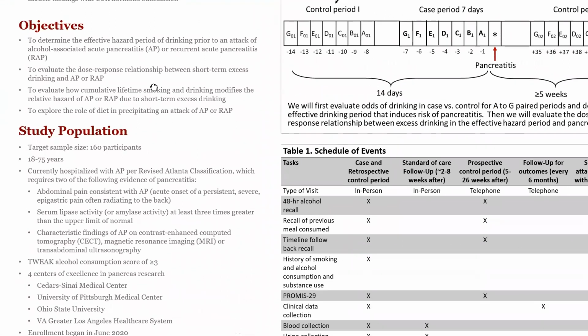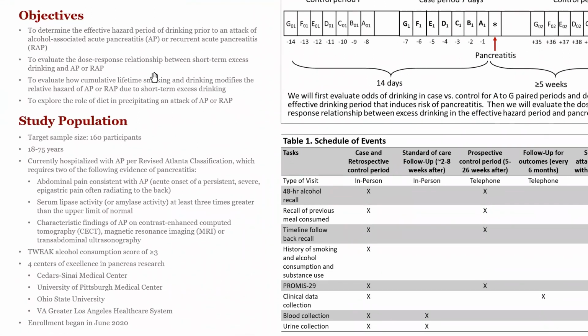The main objective of this study is to determine the effective hazard period of drinking prior to an attack of alcohol-associated acute pancreatitis or recurrent acute pancreatitis. And secondly, to evaluate the dose-response relationship between short-term excess drinking and acute pancreatitis or recurrent acute pancreatitis.